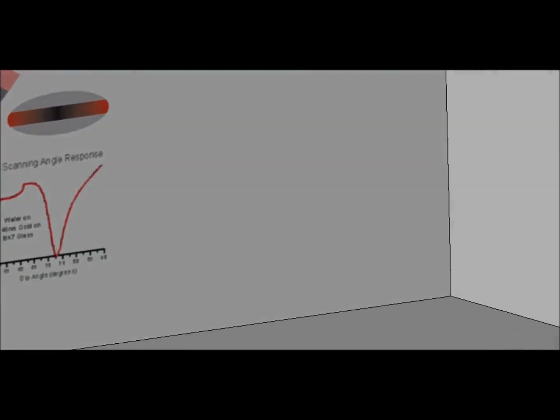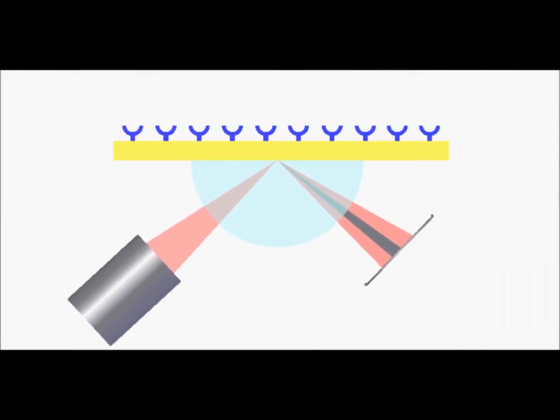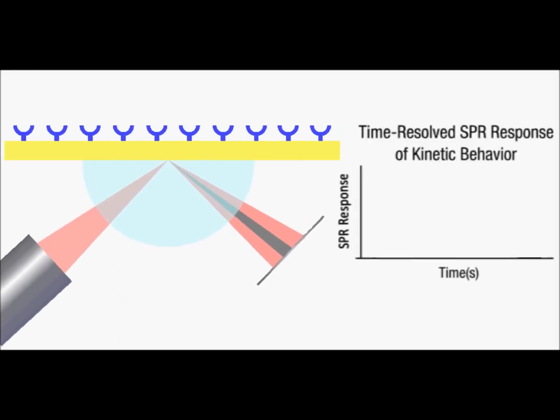Another powerful aspect of SPR technology is in its ability to observe the time-dependent binding interaction between molecules. By monitoring this change in SPR response over time, researchers can study the kinetics of molecular binding events. In the first example, an analyte with low affinity to the immobilized ligand on the sensor surface is introduced, and therefore negligible binding interaction is observed.